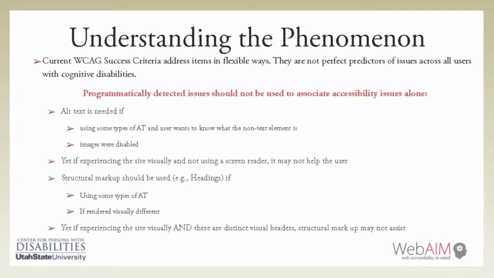So we know that if we're looking at the WCAG success criteria, we need to look at those in some flexible ways. 1.1.1 is non-text content, and the success criteria says that anytime you have non-text content, you need to provide a way for the user to discover that, to perceive it. Alternative text is a perfect example of that. But we've got some users with cognitive and learning disabilities where that is actually a necessary thing. They're using some assistive technology. Maybe they're not using a screen reader like JAWS, but they're using other reading technologies, and they want to know what that non-text image or element is. So they need to have that there.